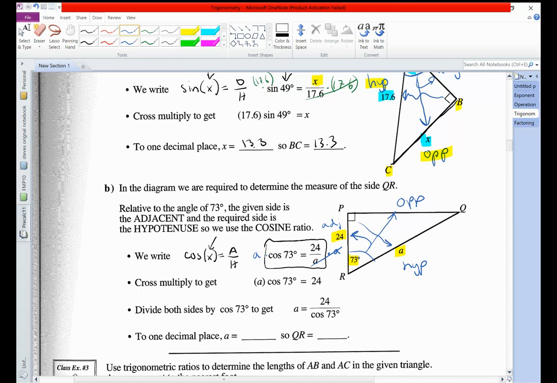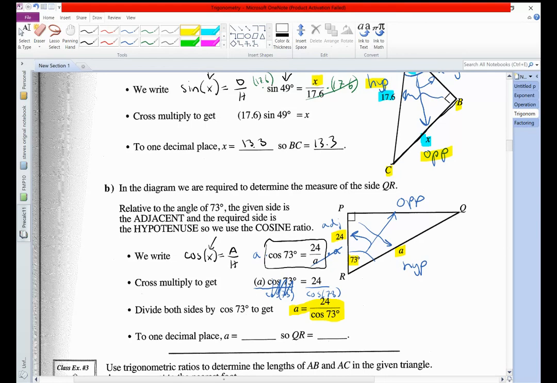A over a cancels, and we're left with a multiplied by cos of 73 is equal to 24. A is still not by itself, so we want to get it by itself. We can actually divide out the entire cos function from both sides. And then what you're left with is a, because over here this cancels, right? So what you're left with is a is equal to 24 divided by cos of 73.